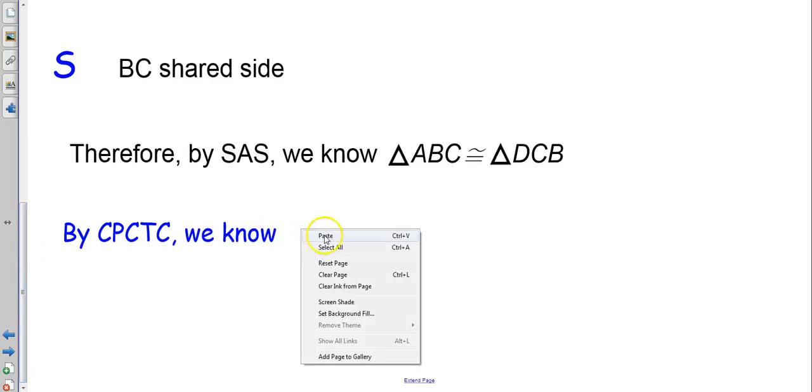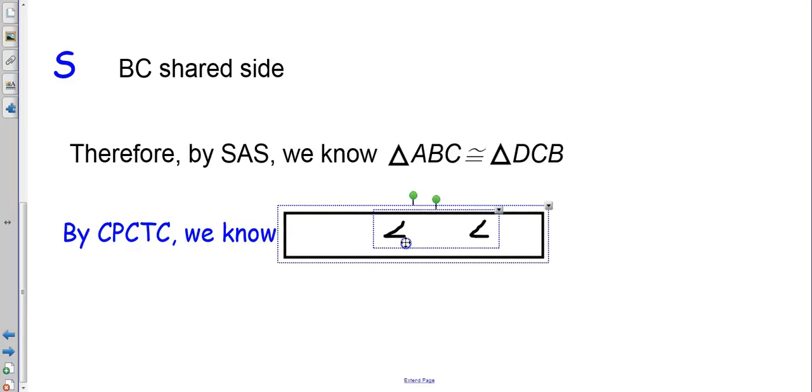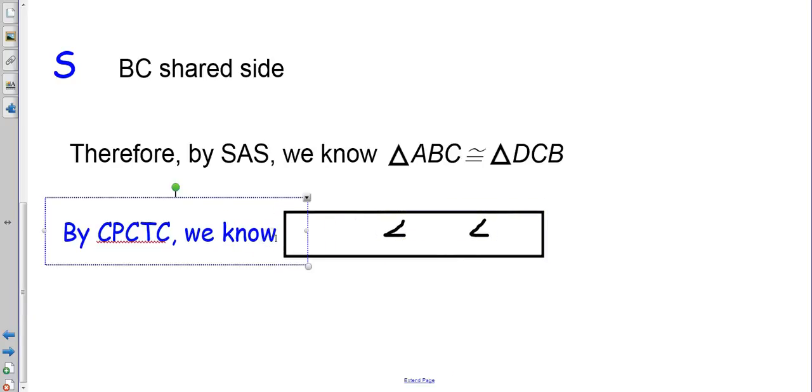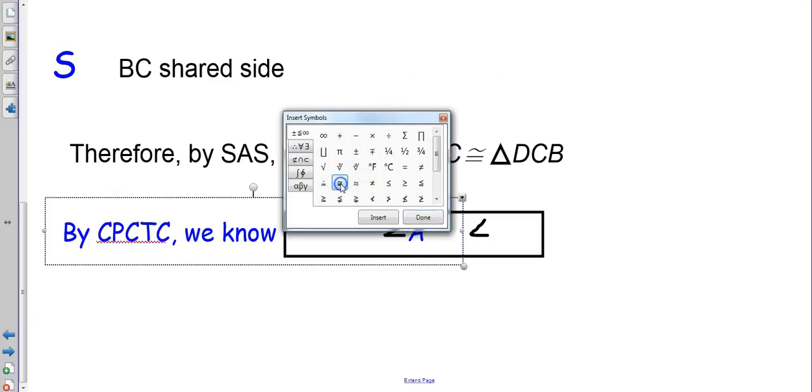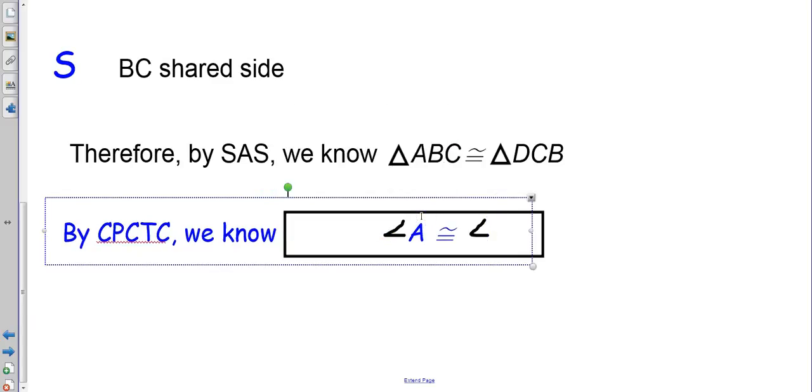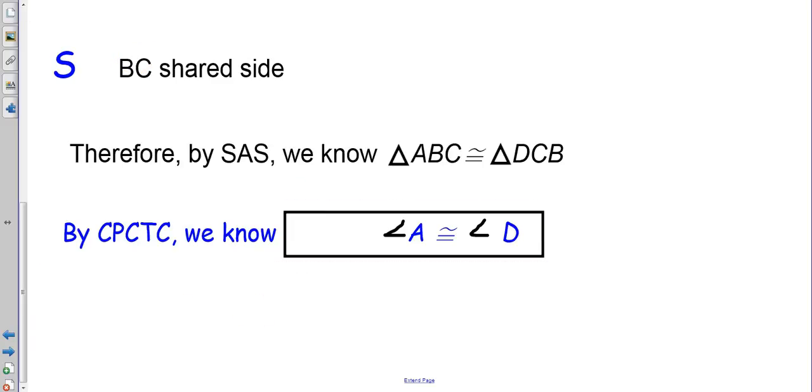And that's really all there is to it. So once we've shown that the two triangles are congruent, we can match up the corresponding parts and say, hey, I know that those corresponding parts are going to be congruent as well. And that's all there is to it.